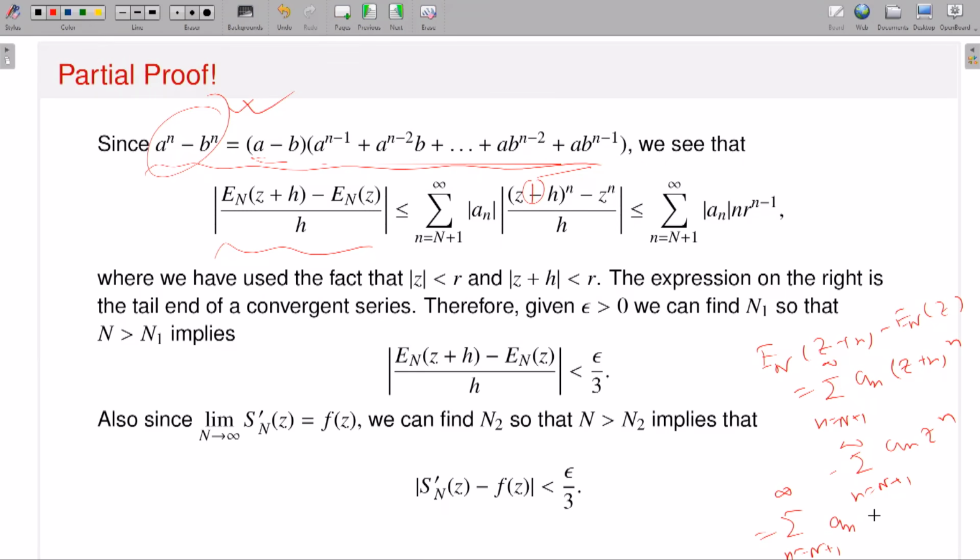So you will have, this is divided by h, you can do the algebra. So this is ((z plus h) to the power n minus z to the power n) divided by h. Now if I take the absolute value here, I can put the absolute value inside, that I can do. So this is the sum from capital N plus 1 to infinity, and mod n will come out. So you will have ((z plus h) to the power n minus z to the power n) divided by h. Now here I will use the above formula.